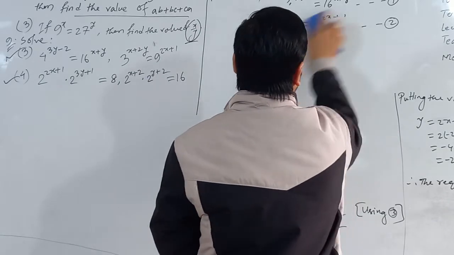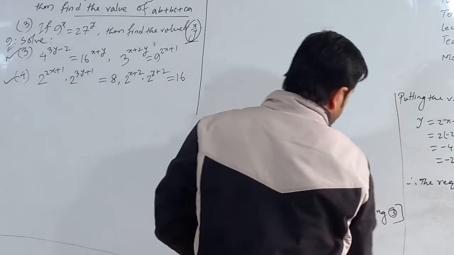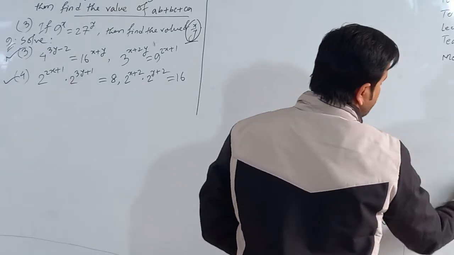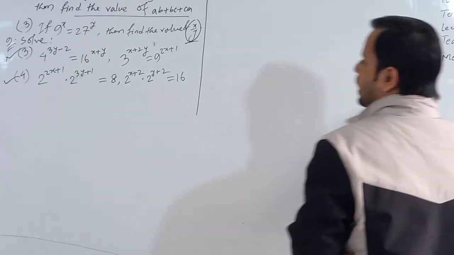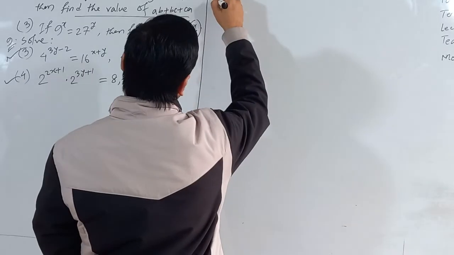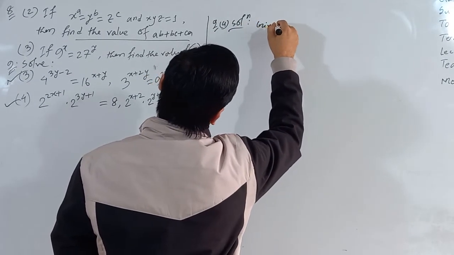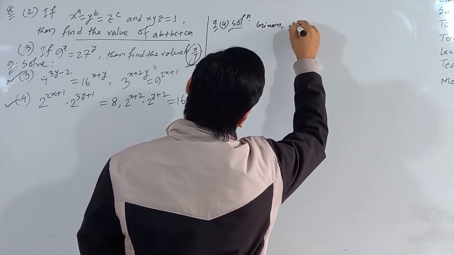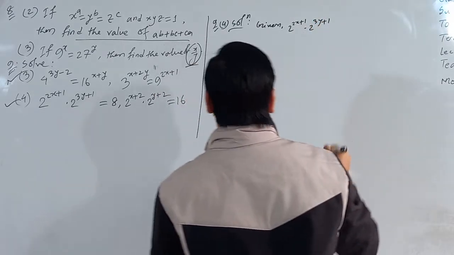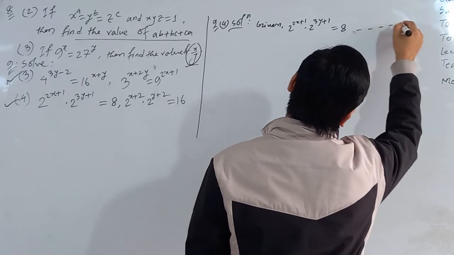Dear students, question 4, now see what is given here. At first I will write the given equations, then I will solve that question. The first equation is 2 to the power 2x plus 1 into 2 to the power 3y plus 1, that is equal to 8. This is equation 1.